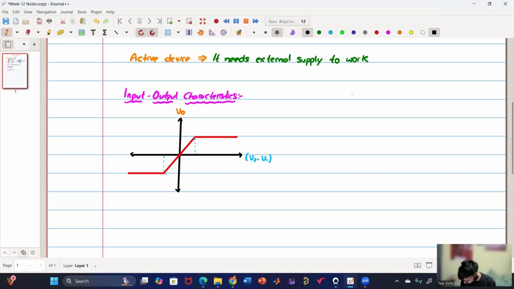It usually exhibits this type of behavior. This is plus VDD and this is minus VDD. Whenever it is linear, this region is called the linear region. And the slope is given by A, which is also called the gain of the op-amp.